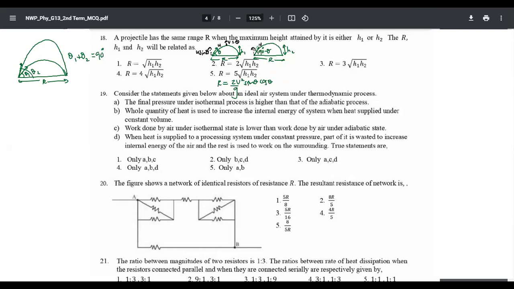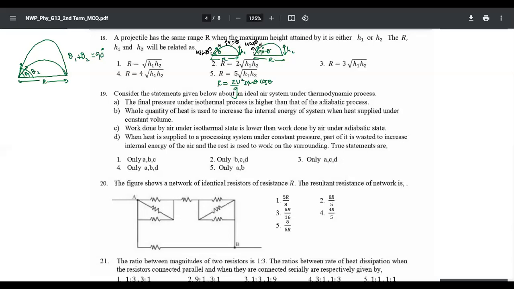If this is 90 minus theta, the other angle must be theta. Therefore, this becomes u cos theta. Agreed? It should be u cos theta. Because if this angle is 90 minus theta now, the other angle with the vertical becomes u cos theta.